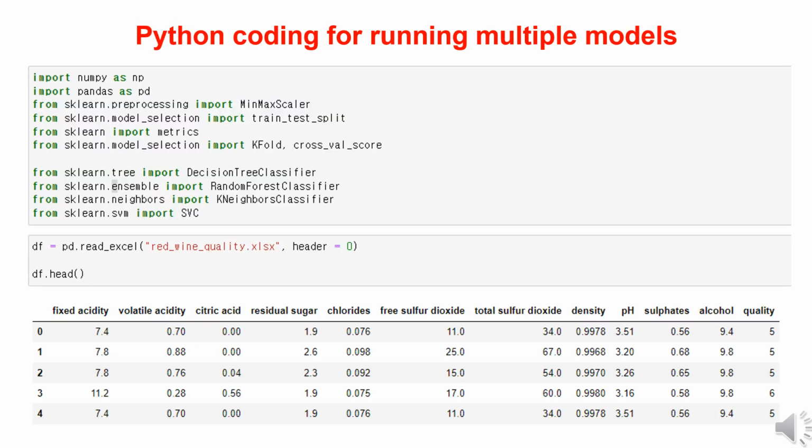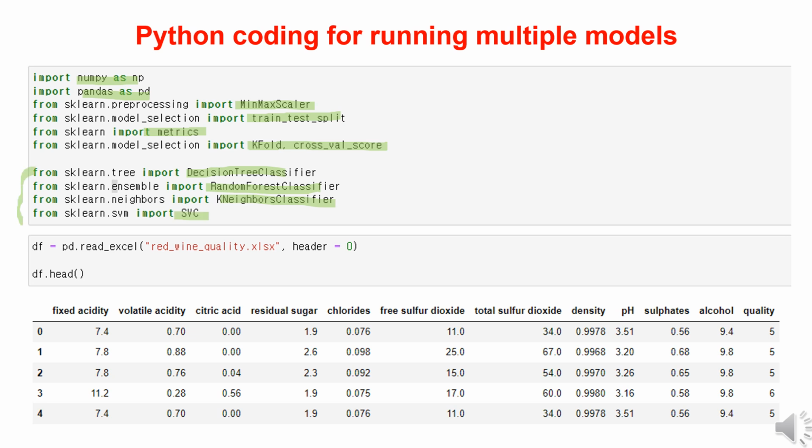In order to perform coding, we'll start by importing libraries like NumPy, Pandas, min-max scaler for normalization, as well as the train test split and metrics libraries. Then we'll apply Kfold cross-validation. In this context, we'll work with 4 classification models: decision tree, random forest, k-nearest neighbors, and support vector machine.